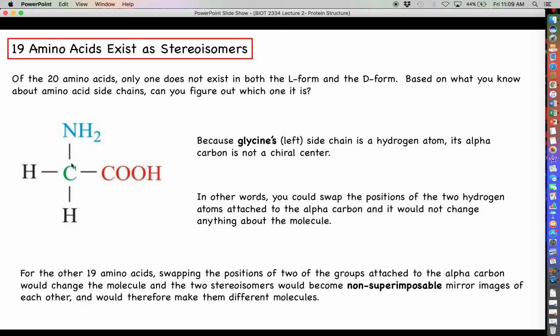So glycine is the only amino acid that does not have an L form and does not have a D form. There is literally only one kind of glycine, the one that you see right here. However, for the other 19 amino acids, if we were to swap the positions of 2 of the groups attached to that alpha carbon, it would definitely change the molecule in 3-dimensional space, and the 2 stereoisomers, like we said before, would become non-superimposable mirror images of one another, and they would become distinct molecules.